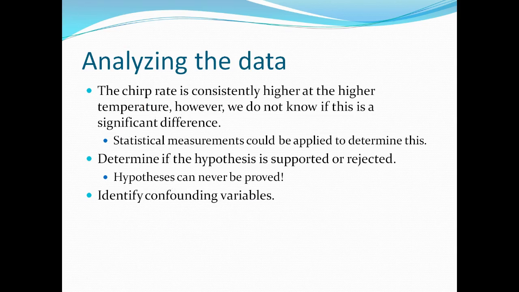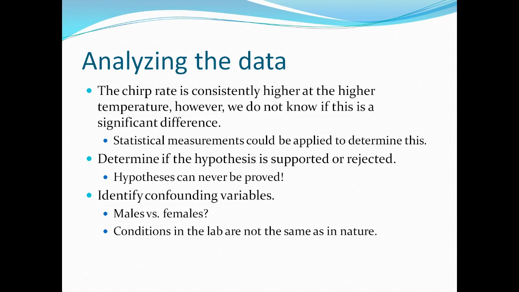Important to remember that hypotheses can never be proved. We support them or reject them. We also want to identify confounding variables in our experiment. For example, we did nothing to separate males from females. Is this going to have any type of effect on their chirp rate?